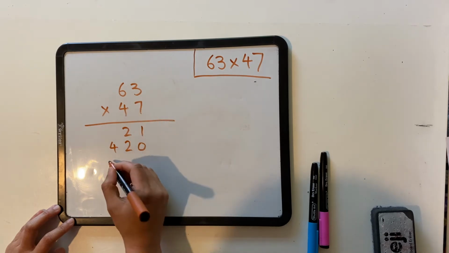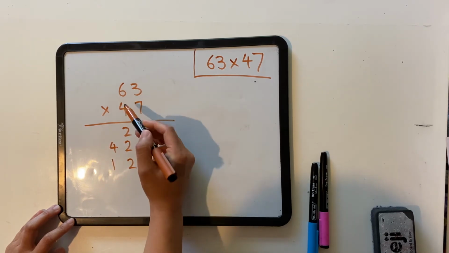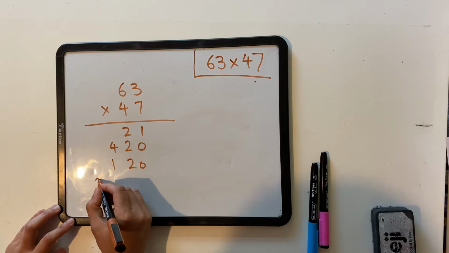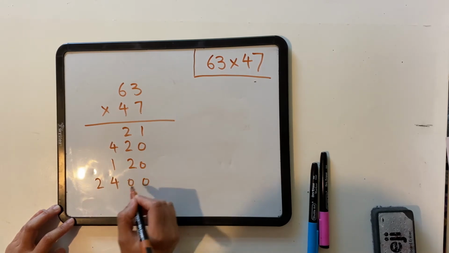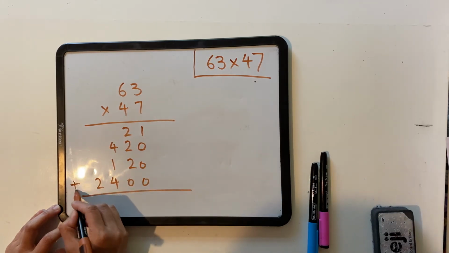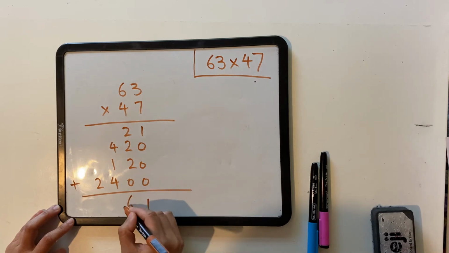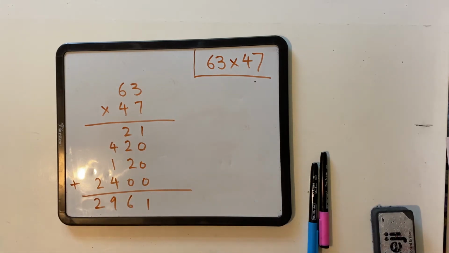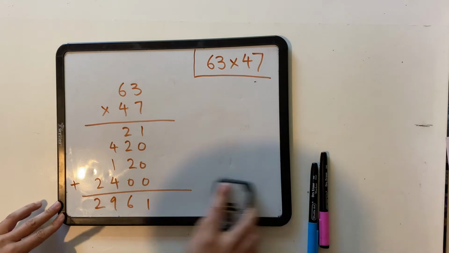40 times 3 is 120. 40 times 60 is 2,400. And again, we add those together, 1, 6, 9, 2, and we get the same answer. Fantastic.